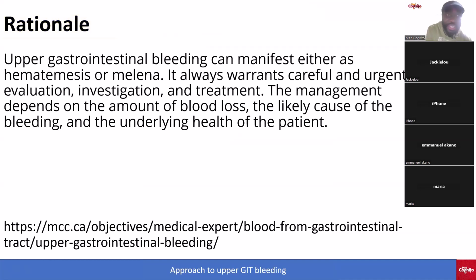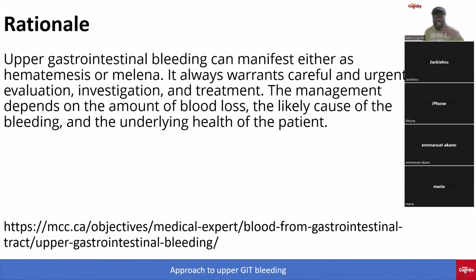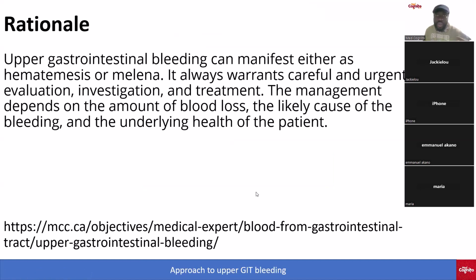The rationale for this is upper GI bleed can manifest as either hematemesis or melena. Hematemesis is vomiting fresh blood. And usually melena is dark, tarry stool. Melena is pooping blood. What the rationale of the objective is saying is a patient can present with upper GI bleed with either what the patient is vomiting or what the patient is pooping. And it always warrants careful and urgent evaluation, investigation, and treatment.